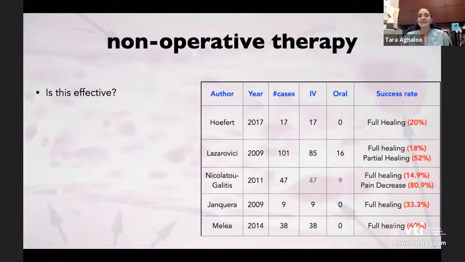So the reason that surgery, I think, has been recommended, especially in that last clinical guideline that I showed you, is because classically non-operative therapy, so-called conservative therapy, has not been very effective. And you can see here success rates in these publications anywhere from 15% to 60%, maybe up to 80% in terms of decrease in pain. And so these numbers are not that great. And so, of course, it would make us think that maybe surgery would be more effective.